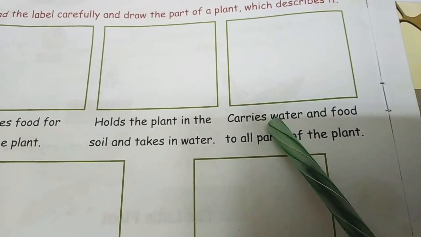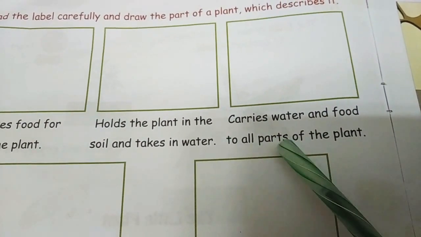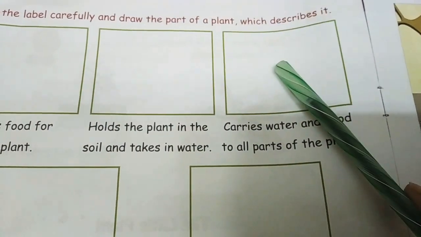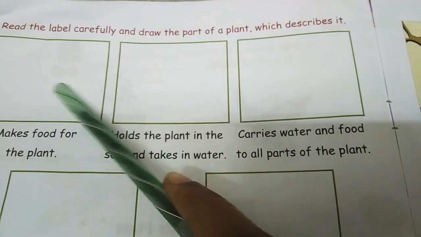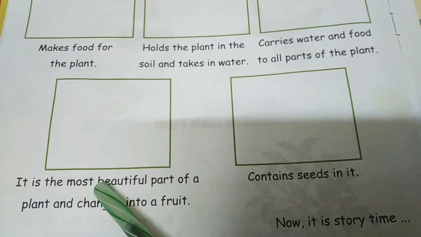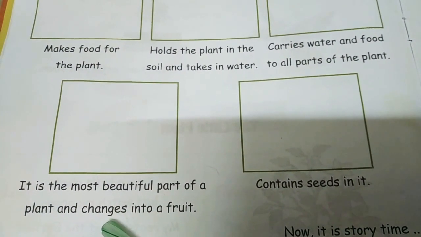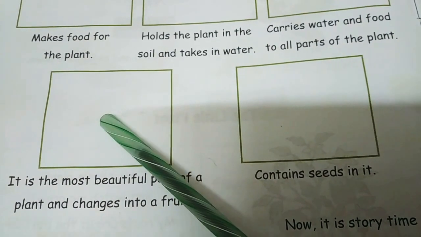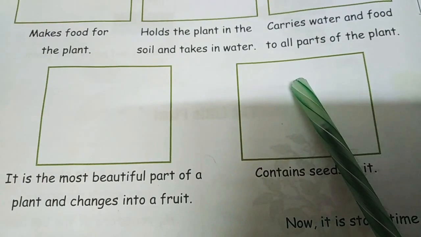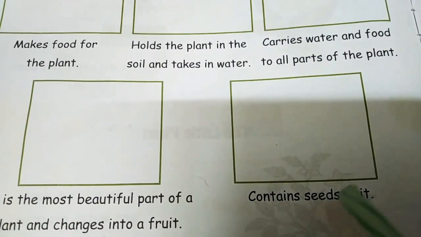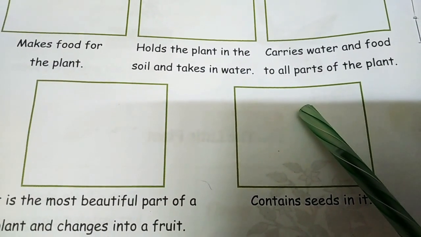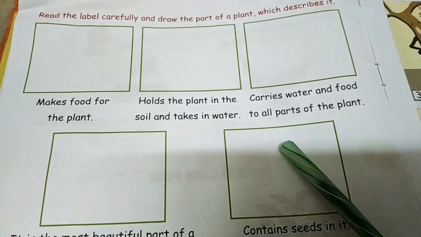Next is carries water and food to all parts of the plant. This is the stem part. Here you have to draw the stem. So leaf, root, stem. Now coming to the next block. It is the most beautiful part of a plant and changes into a fruit. So that is your flower. So here you have to draw the flower. Next, contains seeds in it. Can you tell me which part? Yes, that is your fruit part. So this is all about your plant and its parts.